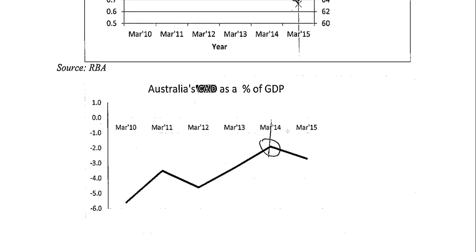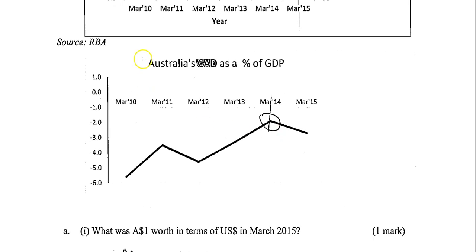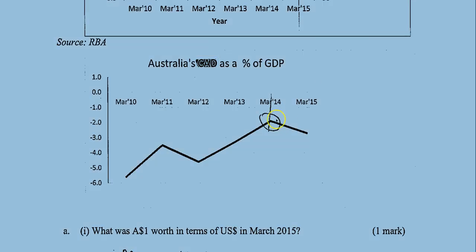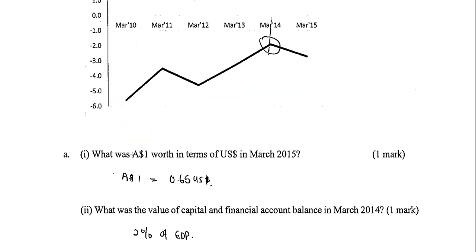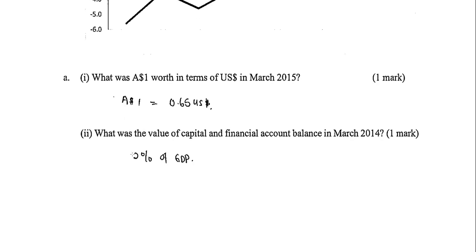Now the second graph tells us the CAD as a percentage of GDP. As you can see, CAD, current account deficit, has always been a deficit. Since it is a deficit, it's always negative here. So it's always below zero. Now we look into the question.